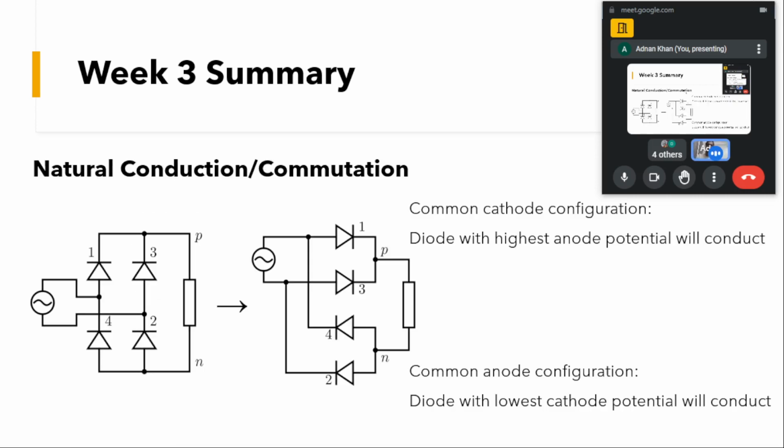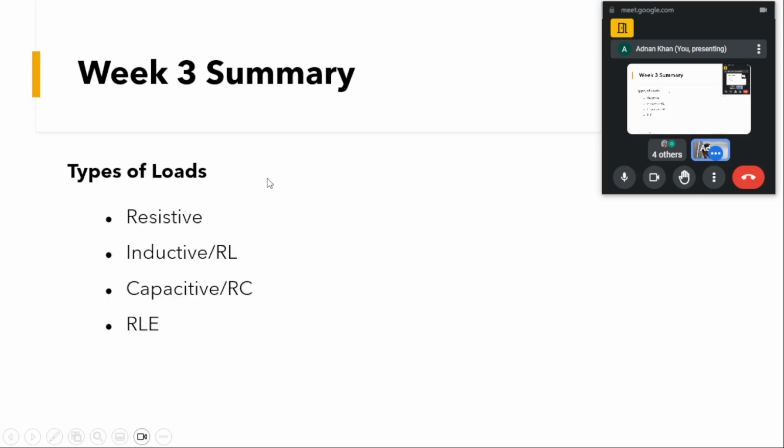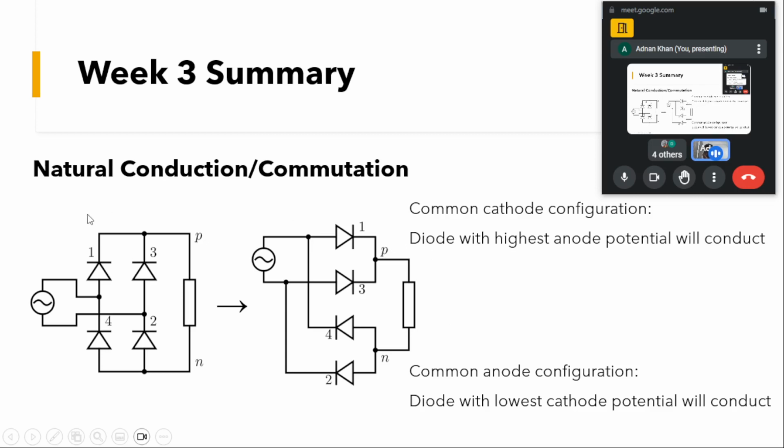We'll be having three single phases which will be 120 degrees apart from one another, and the phase which has the higher potential, the diode of that phase will start conducting. Similarly, in the common anode configuration, the phase with the lowest potential will start conducting. That was about the conduction of these diodes, how these diodes will conduct.